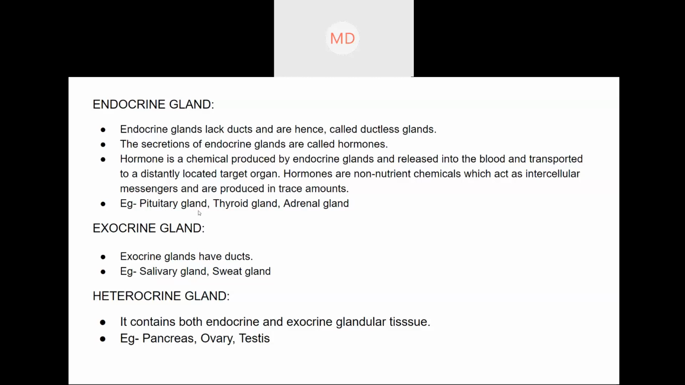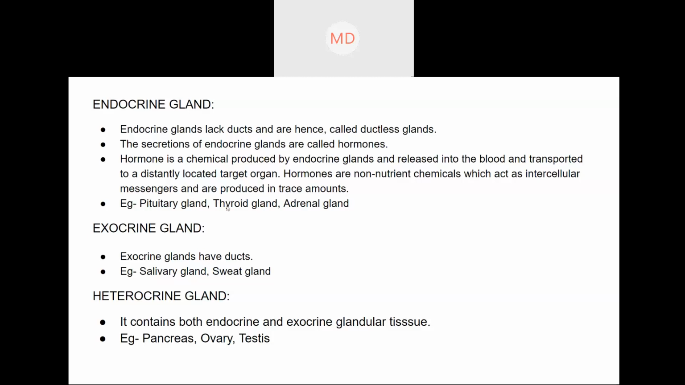What is the criteria to classify the pituitary gland or the thyroid gland as an endocrine gland? It should not have ducts, and second, it has to form hormones. That is the criteria to be identified as an endocrine gland. So the pituitary gland does not have any ducts and it forms hormones. That is why it is known as an endocrine gland.